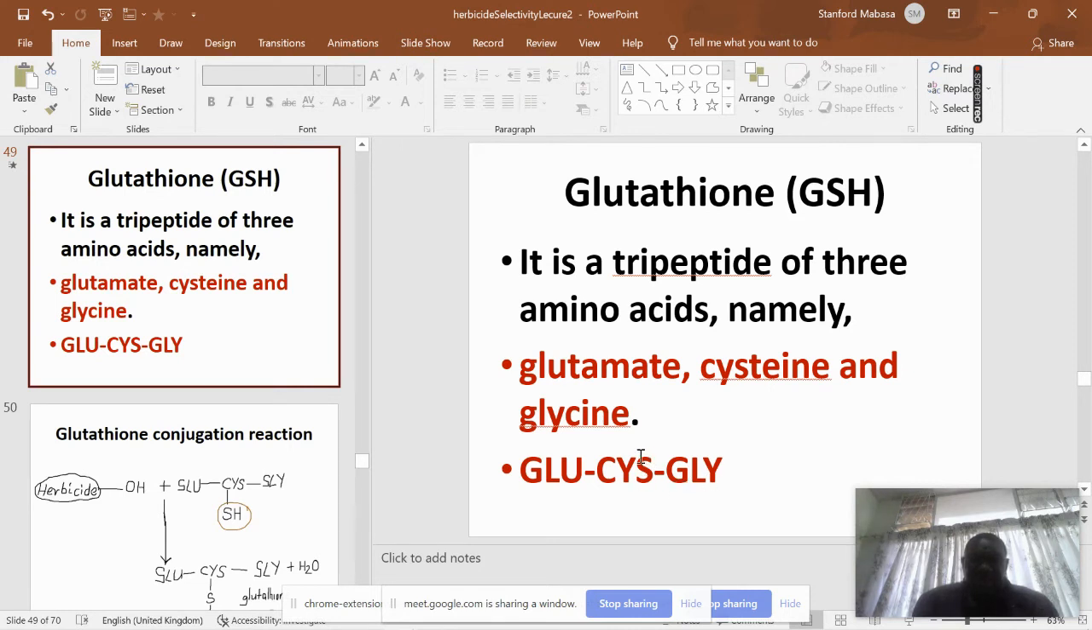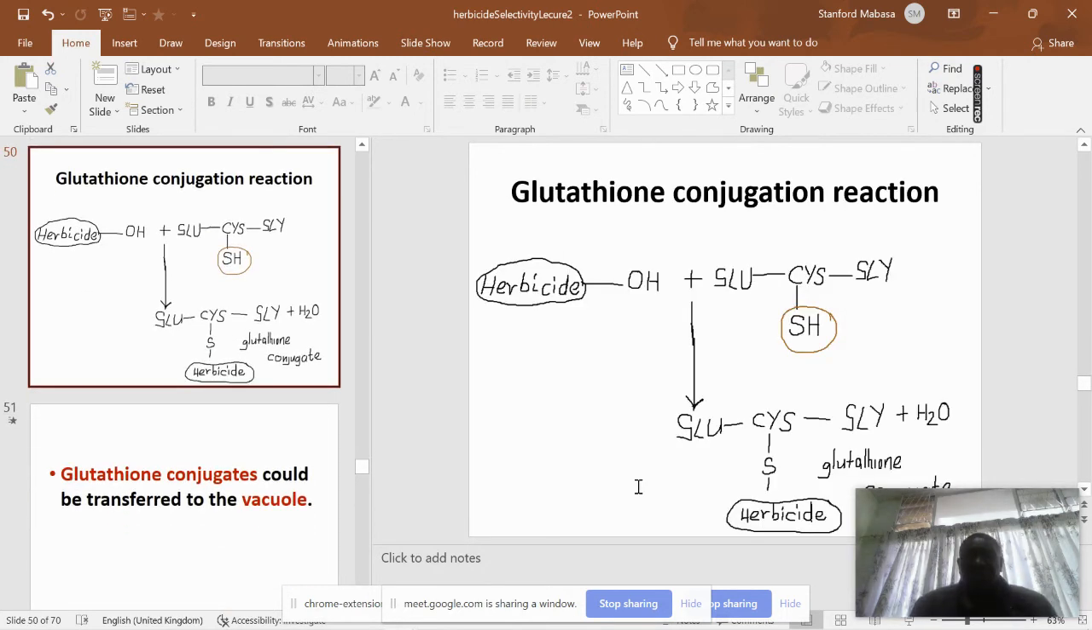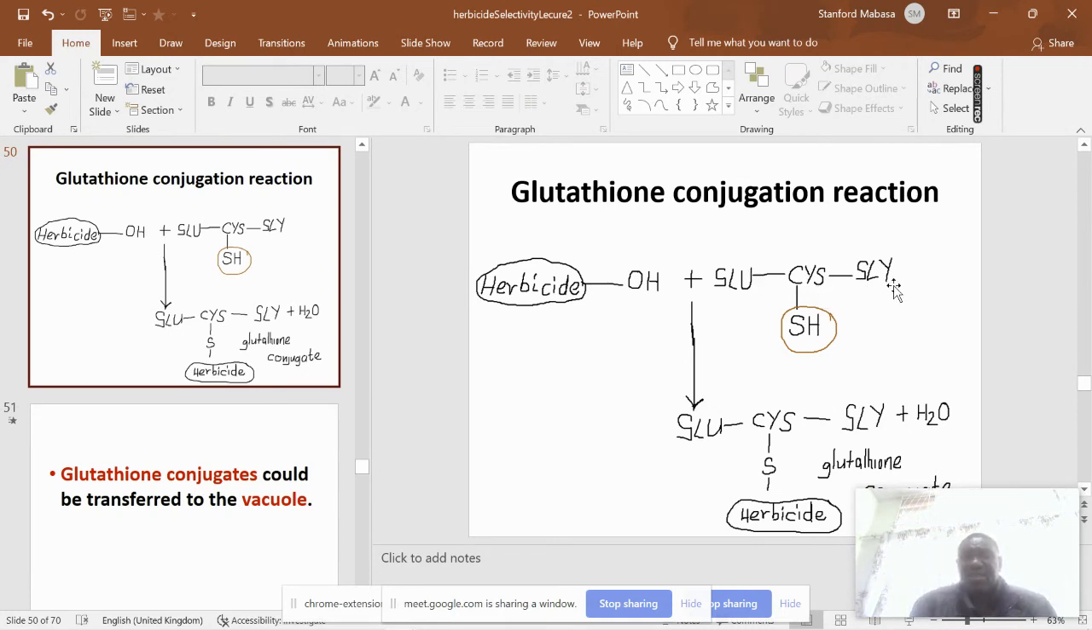Now, it is the cysteine which holds the SH reactive component. So I can write it in short here to represent a glutathione: glutamate, joined to cysteine, joined to glycine. These are amino acids. But at the center here, cysteine holds the reactive component SH.